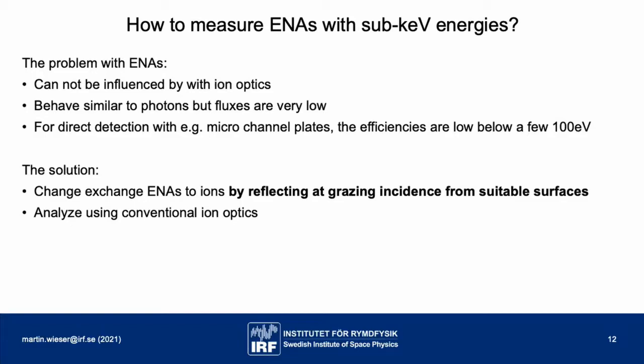The way out of this is to convert the energetic neutral atoms to ions by reflecting them at grazing incidence from suitable surfaces, and subsequently analyze them using conventional ion optical elements.